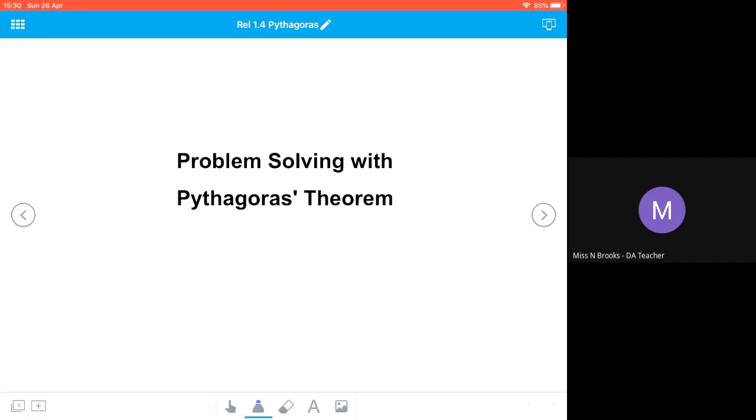So now we're going to look at doing some problem solving with Pythagoras' theorem. And if we remember from the last video, Pythagoras' theorem is c squared, so the area of the square on the hypotenuse equals the area of the squares on both of the short sides. So c squared equals a squared plus b squared.